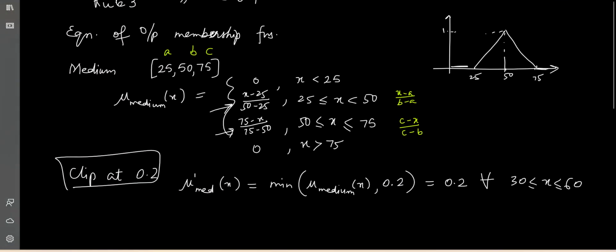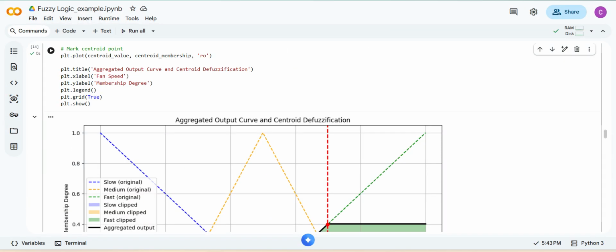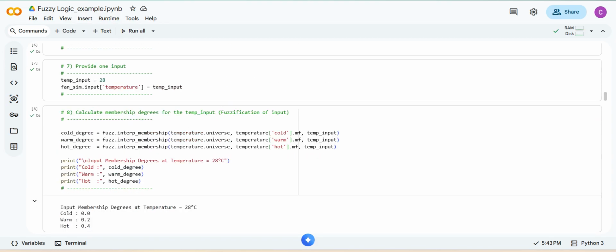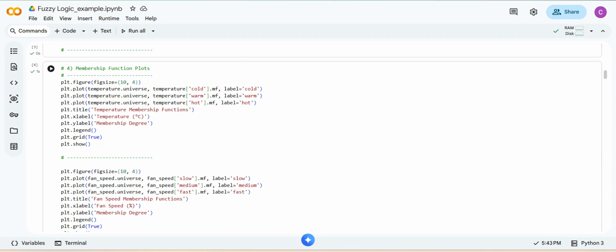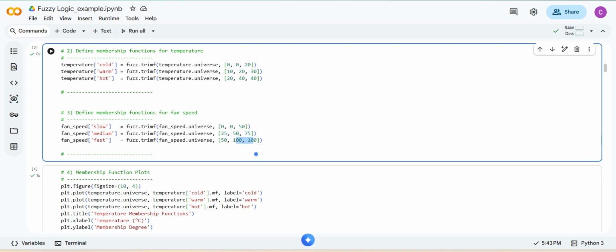Now, the clipping similarly of the hot category, which is the not hot category, sorry, fan speed maximum. This is the output we are talking about. So fast is the category. Medium was the category we discussed, now fast. And if you see the fast, the values are 50, 100, and 100, as per our given conditions. Here, I will just show it to you: 50, 100, and 100 for the fast category.